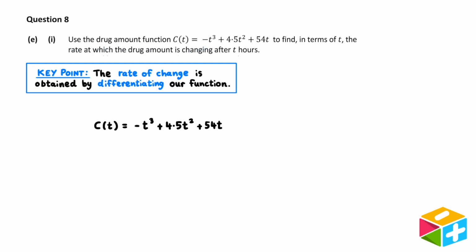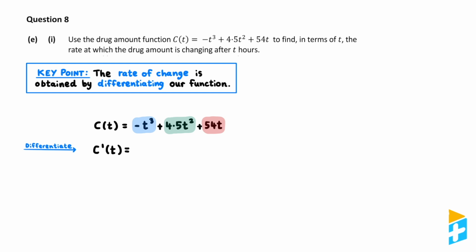Our function is C of t is equal to minus t to the power of 3 plus 4.5 t squared plus 54t. To find our rate of change, we just need to differentiate this. Whenever we're adding or subtracting terms, we can differentiate each term individually. So we can tackle the three components here separately.